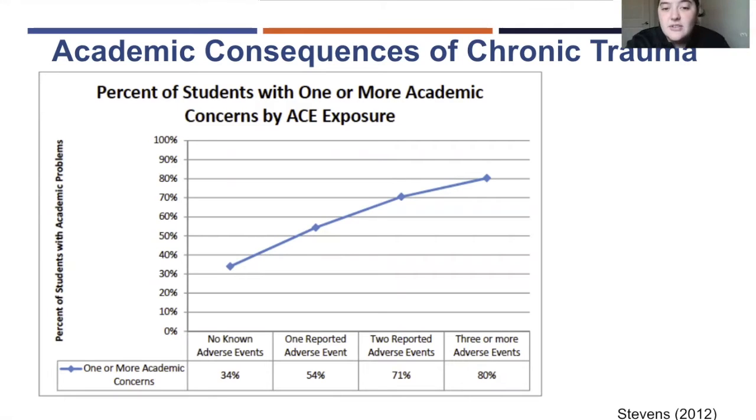So this chart you see on this slide is from data from a study done in Spokane, Washington, with about 2,100 elementary school students. And as you can see, the more ACEs that a student has experienced, the more likely they are to have academic problems. So data from this study showed that ACEs were actually the second strongest predictor of academic failure, behind special education placement.